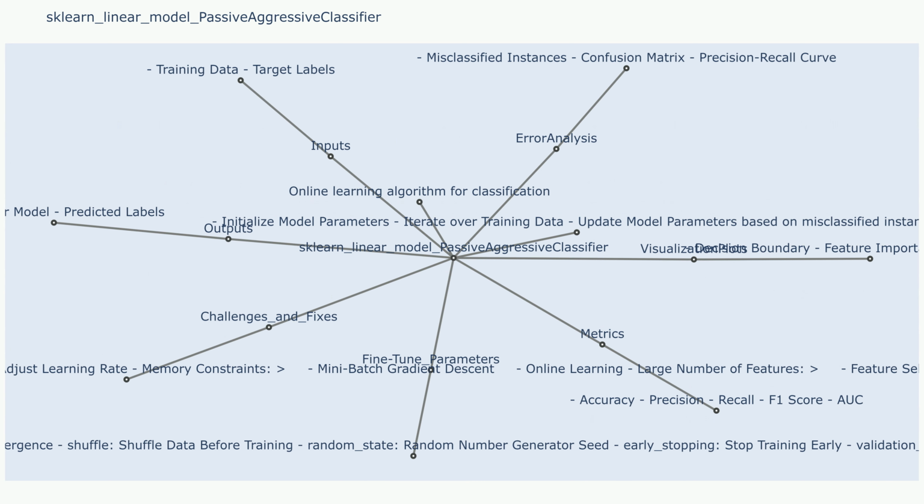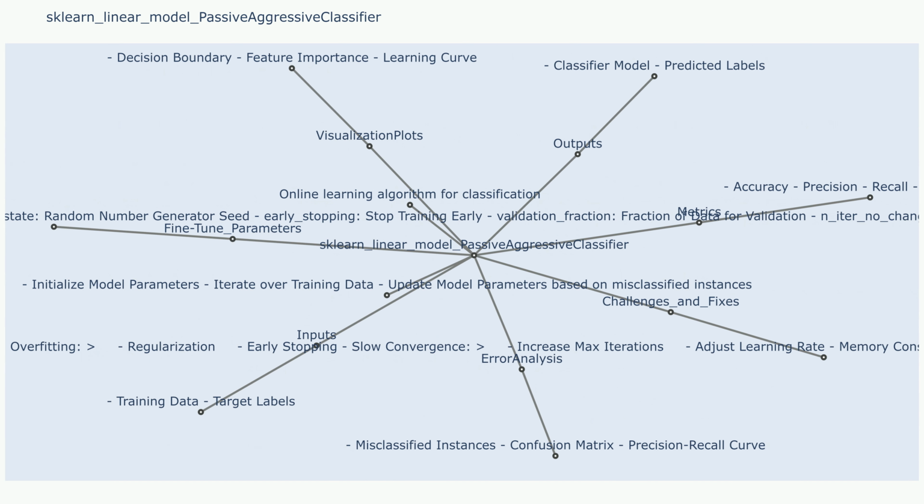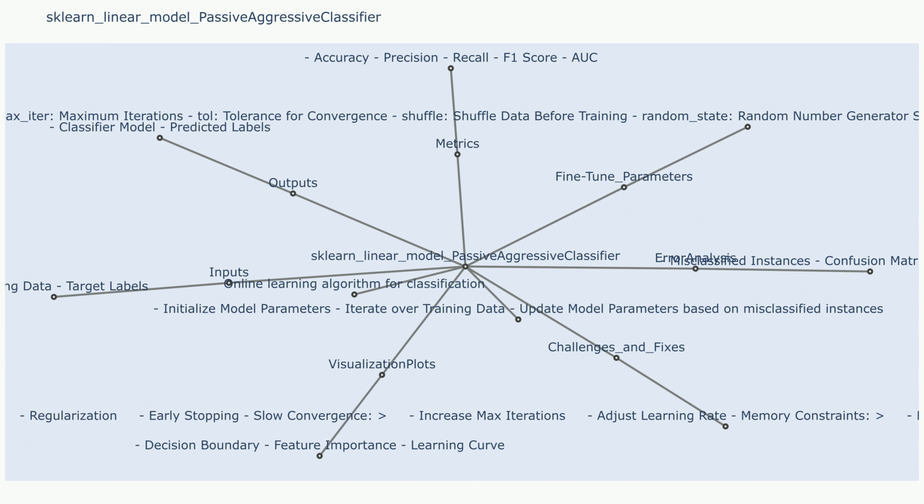Fixes. Regularization: use the C parameter to control the strength of regularization, preventing the model from becoming too complex. Feature selection: select only the most relevant features for training, reducing the dimensionality and preventing overfitting. Early stopping: monitor the model's performance on a validation set and stop training when performance starts to degrade.